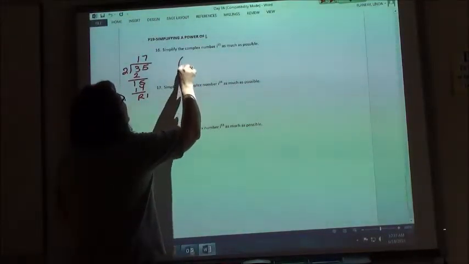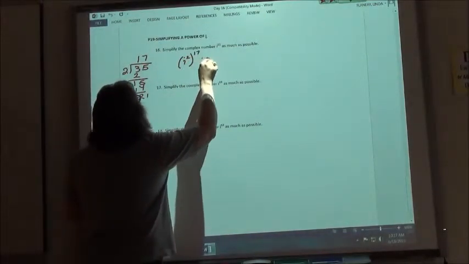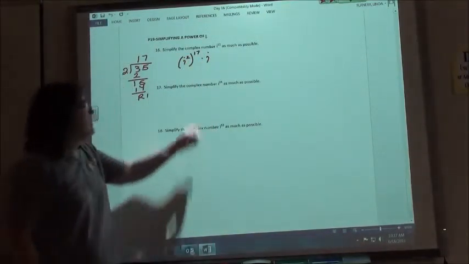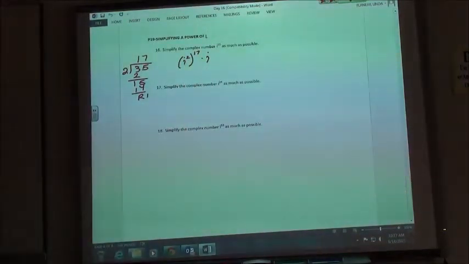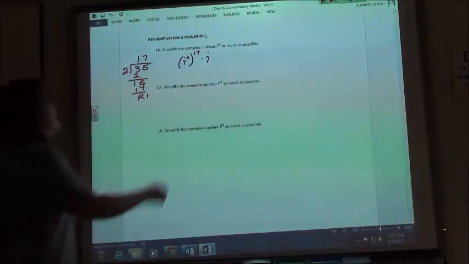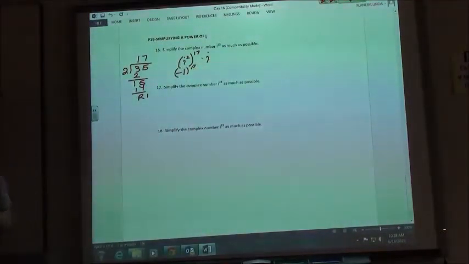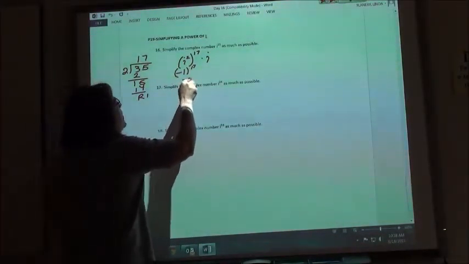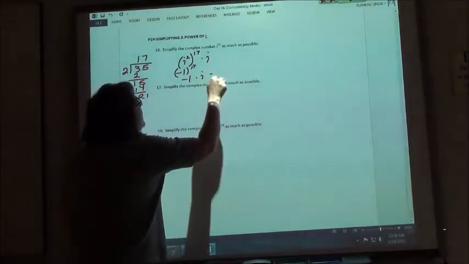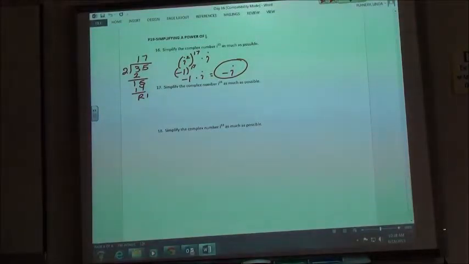So we would write it as i squared to the 17th power times an extra i. This would be 34 plus 1 more is 35. i squared then is -1, and when you take -1 to an odd power, it's going to stay -1, right? -1 to an even power becomes +1, but this stays -1. -1 times i gives me -i for my answer then.